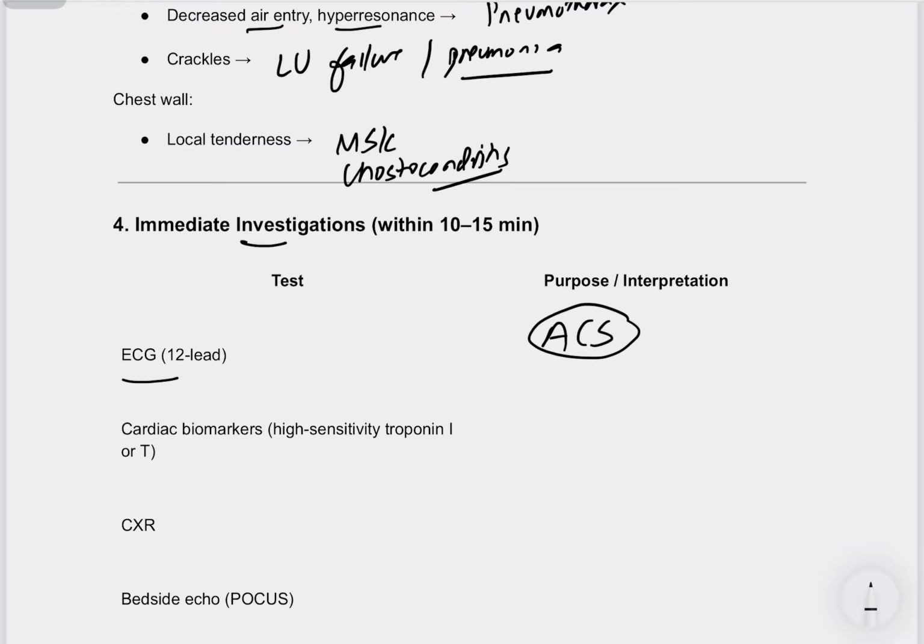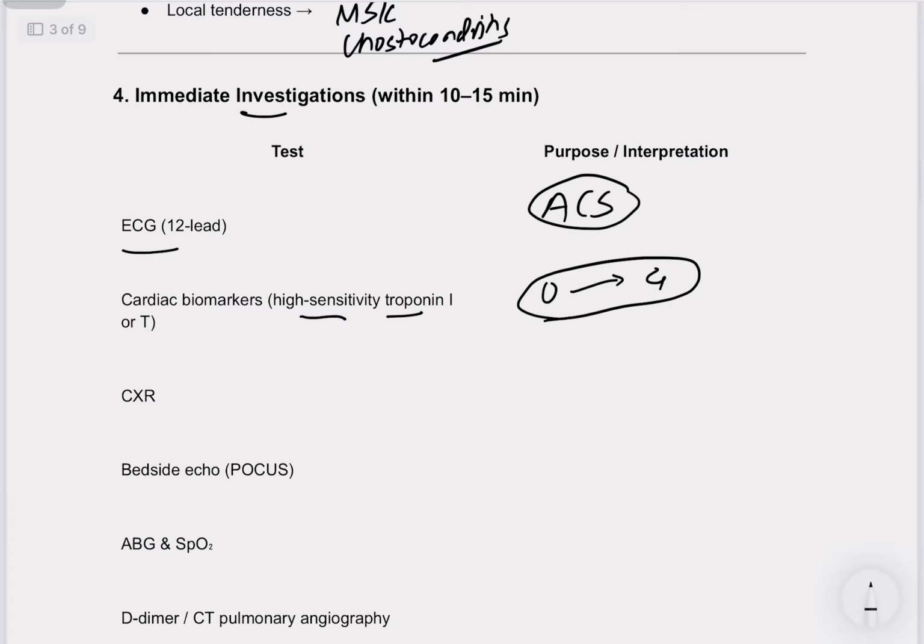And cardiac biomarkers, like if readily available, high sensitivity troponin I or simple troponin I, we have to do that. And remember, we have to repeat it after 4 hours, because within the first 4 hours it can be negative as well. Chest X-ray can be done to rule out pneumothorax, and we can also see widened mediastinum in aortic dissection.